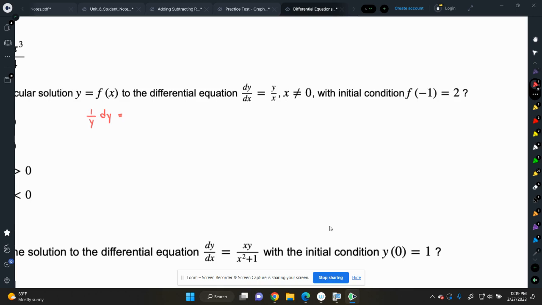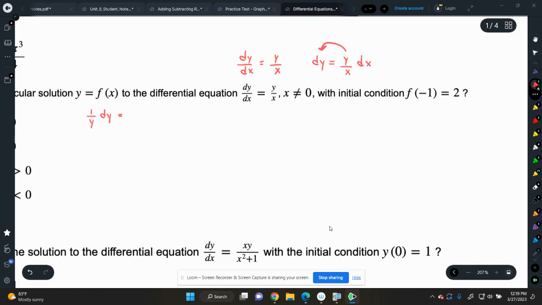I'm dividing by y on both sides. I've got dy dx equals y over x, right? So if I multiply by dx on both sides, I get dy equals y over x dx. I need to bring that y over, so I have to divide by y or multiply by 1 over y. Okay? So I'm going to end up with 1 over y dy equals 1 over x dx. So we're separating our variables. Okay? So what would we do now?